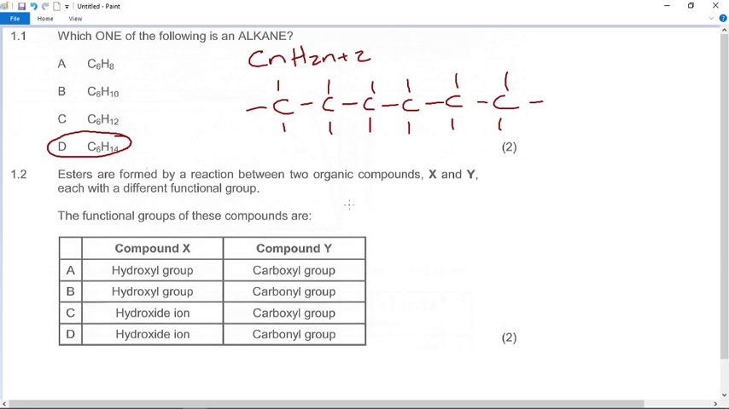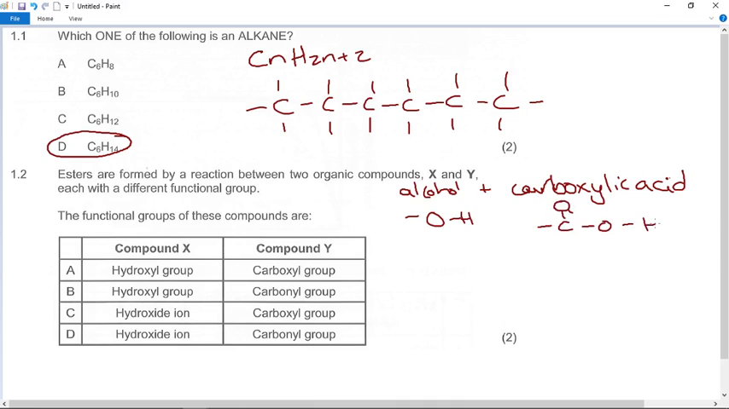Then 1.2: esters are formed by a reaction between two organic compounds, X and Y, each with a different functional group. So if you know anything, you'll know it is an alcohol and a carboxylic acid. And then it asks what the functional groups of these compounds are. An alcohol always has the OH, and the carboxylic acid always has the double bond to the O and then the OH. What is confusing here is that the hydroxide ion is out because it's an ion. There's no ions involved in here.